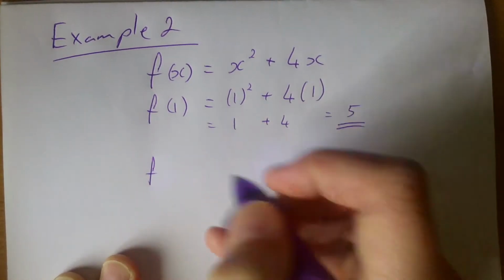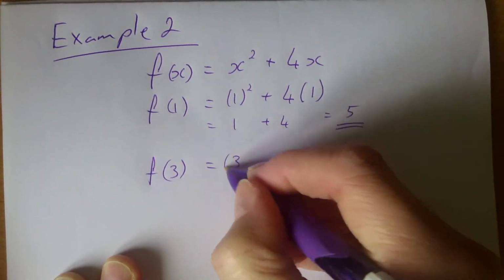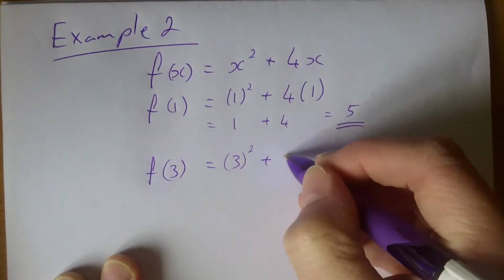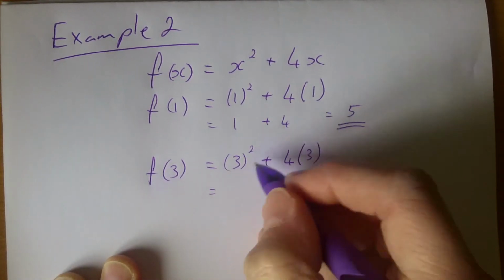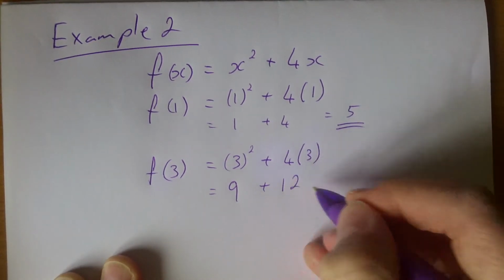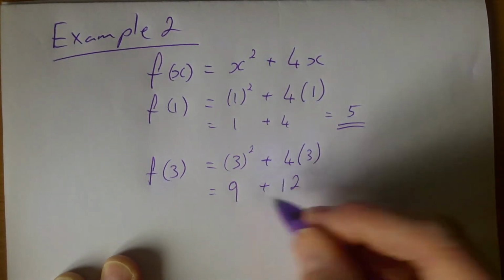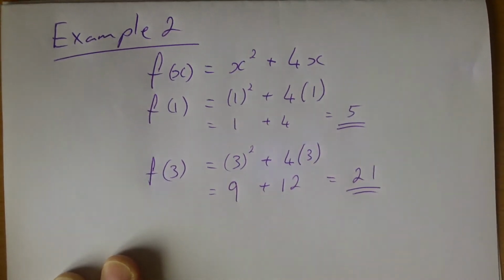Let's try a different value. So let's do f of 3. Let's put that in. That's 3 squared plus 4 times 3. Again, rough working underneath. 3 squared is 9. 4 times 3 is 12. And 9 plus 12 should give us 21.